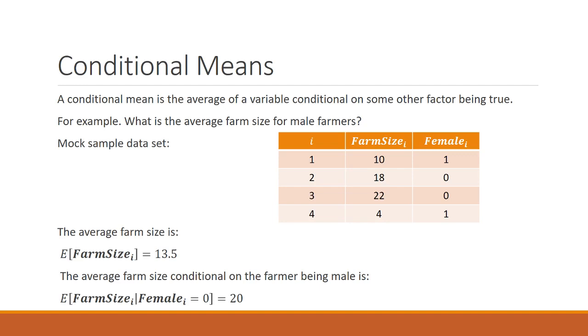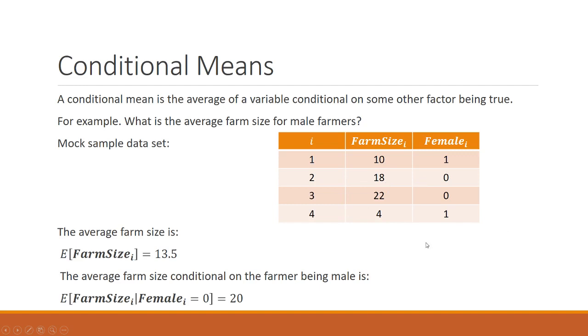conditional on something else. So here I have a mock data set. This mock data set has 4 individuals, so we have 4 observations. And we have a variable farm size, and we have a variable female. So for each individual, we know how big their farm is. This person has a 10-acre farm, this person has an 18-acre farm, and this person has a 22-acre farm, etc. And then female is a dummy variable, or a binary variable. Person 1 is female, person 2 is male, person 3 is male, person 4 is female.